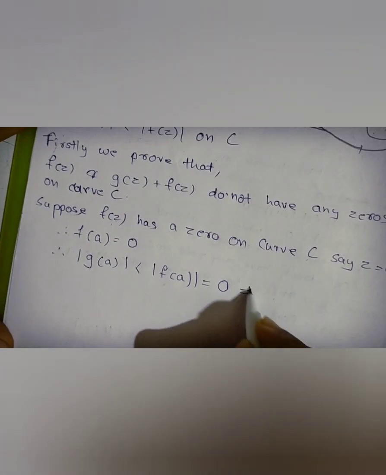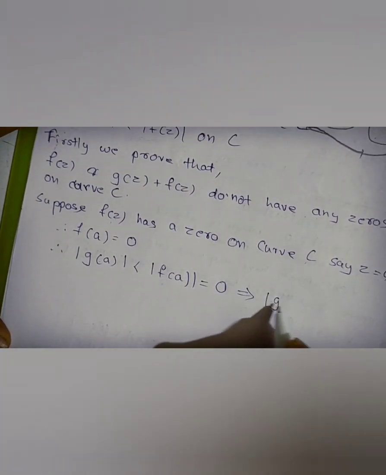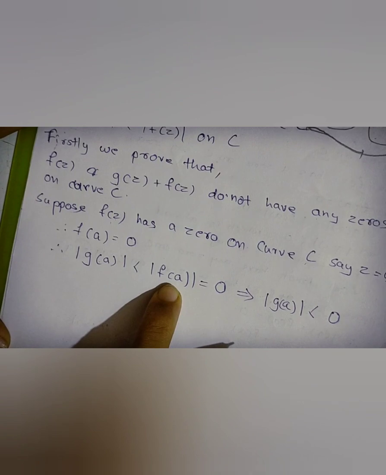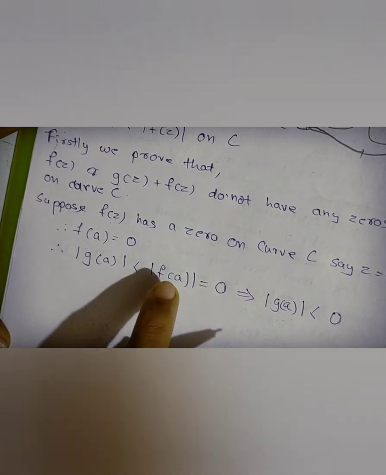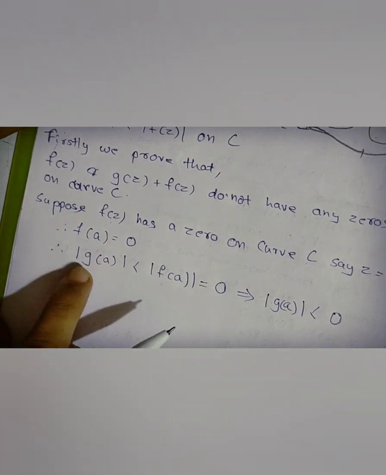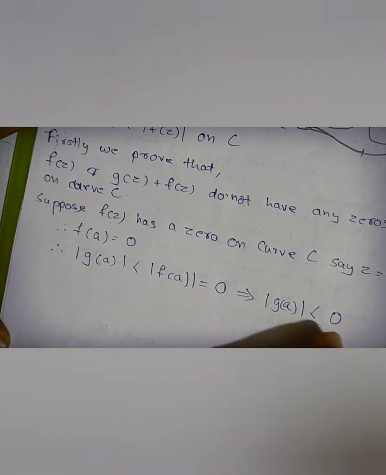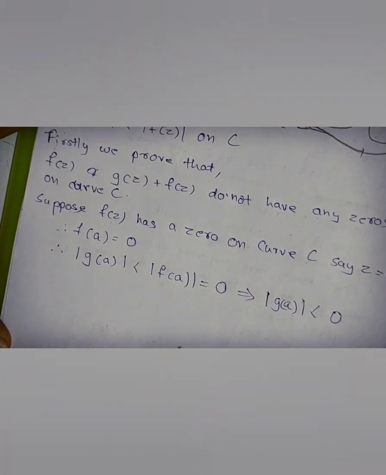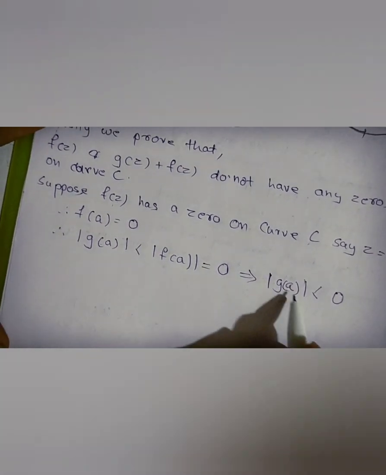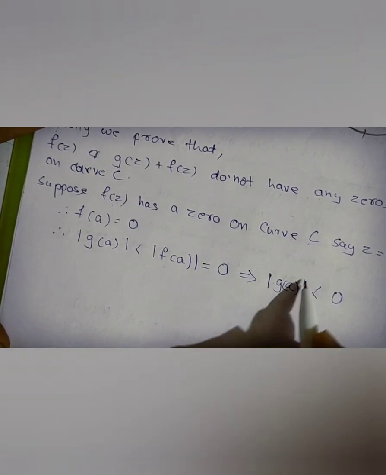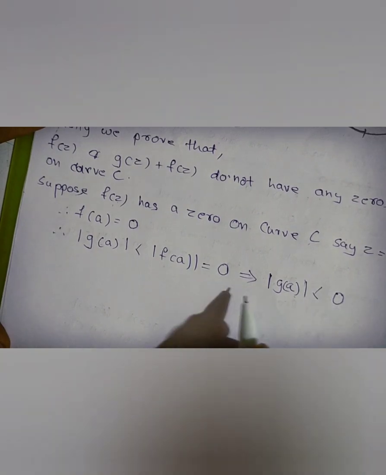So what does this simply imply? This will imply that mod of g of a itself is less than 0, since mod of f of a is equal to 0. So not only g of a, the mod of g of a is less than 0. If you think about it logically, the mod of any value can be either 0 or greater than 0. The mod of any value cannot be less than 0 at any instance.